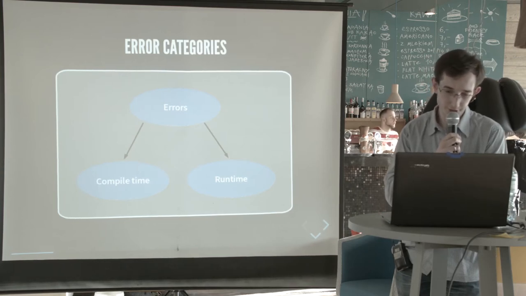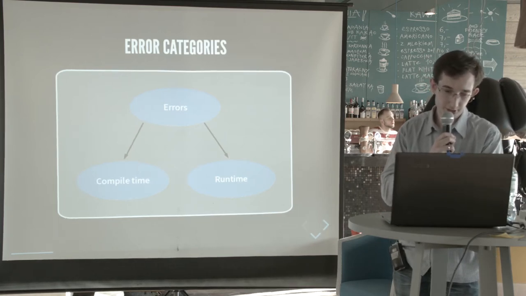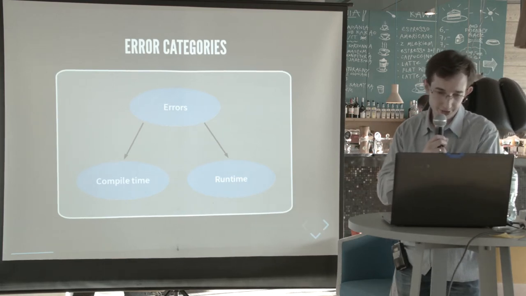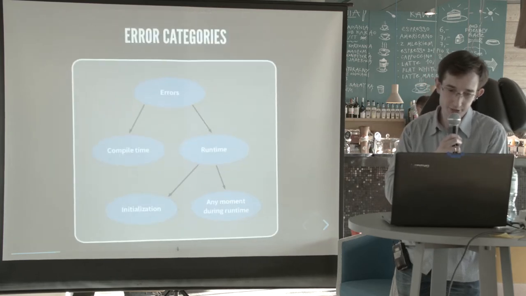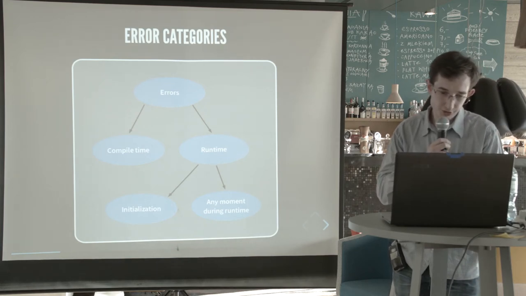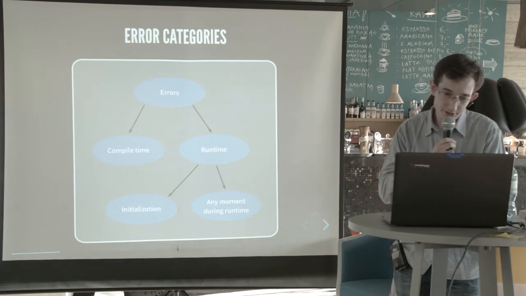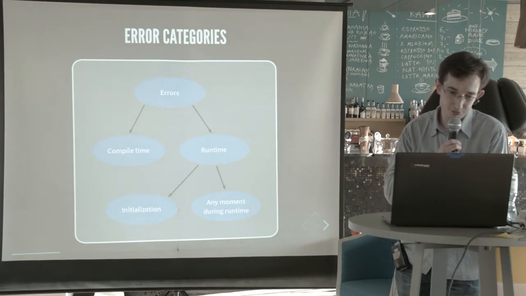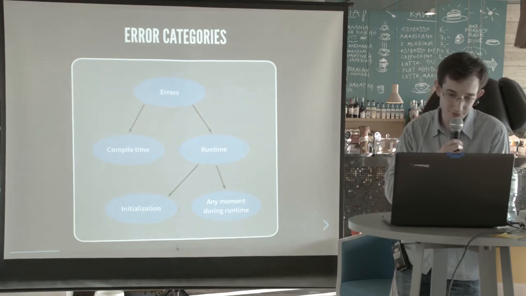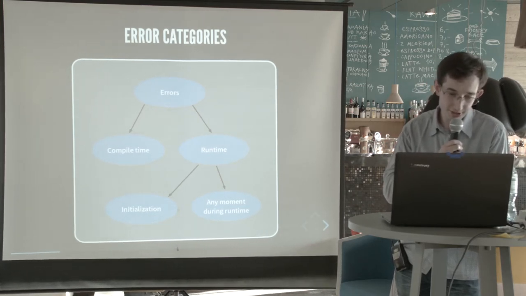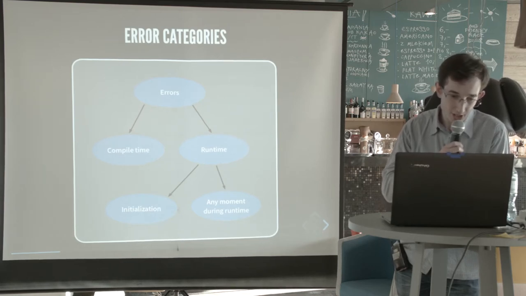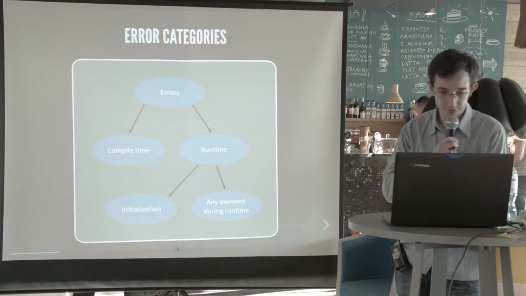But if we go deeper, we can find out that runtime errors can happen either in the application initialization stage or at any moment during application runtime. As I mentioned before, there are some errors that can always happen and we can't do too much with it. Runtime environment can fail, physical machine can be powered off. We should design applications that are resilient to failures, can be monitored using health checks, but it is also not the point of this presentation.